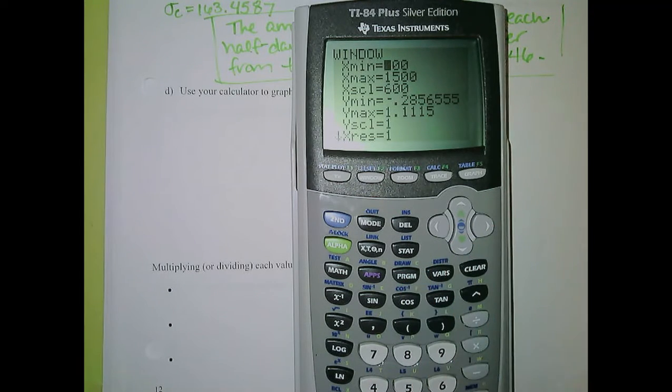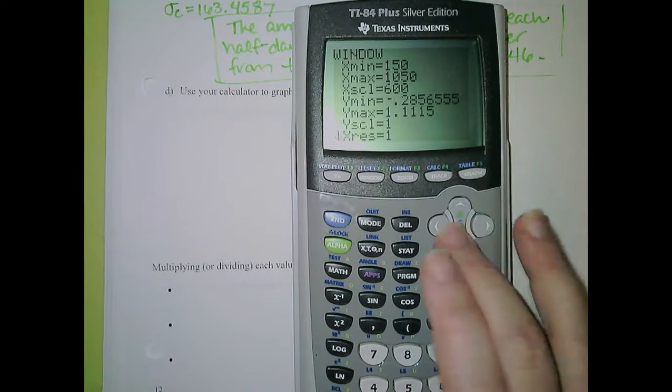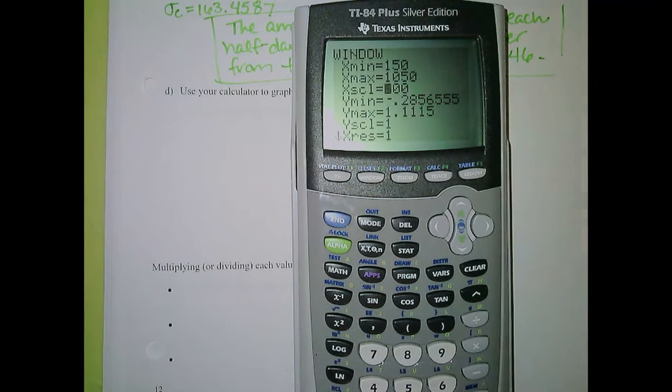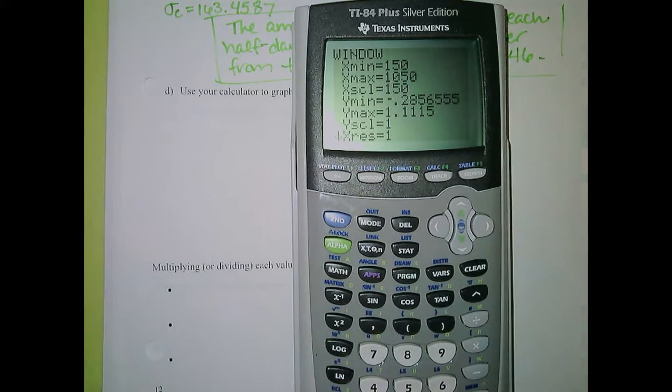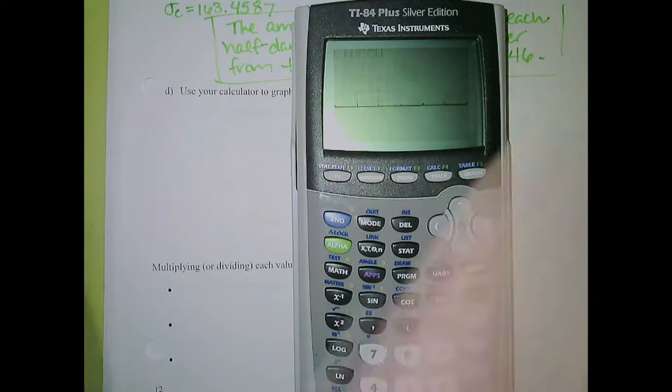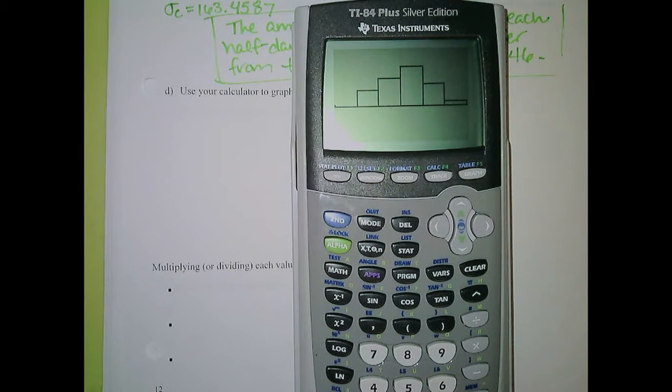I started at 300. I'm going to go 150 below that, so I'm going to start my X-min at 150. I'm going to make my X max above 900, so we'll go with 1050. This time, each class, each bar has a width of $150. And like before, to eliminate some of the dead space above, I made my Y max 0.5. You didn't have to do that, but that does get rid of some of the extra space above the heights of each of those bars. So now when I go to graph, this is my distribution.